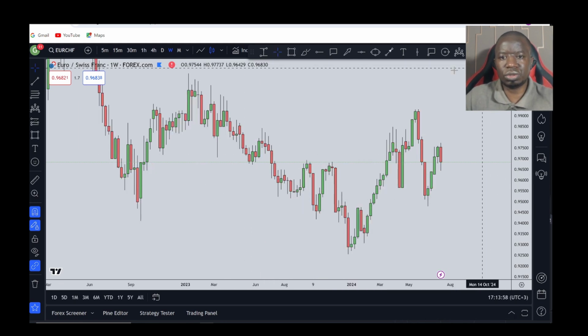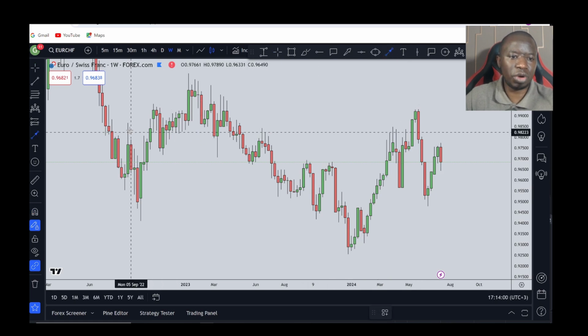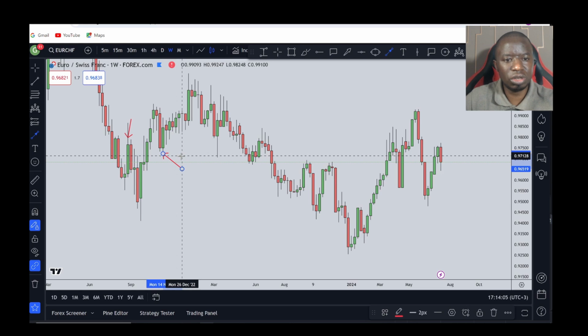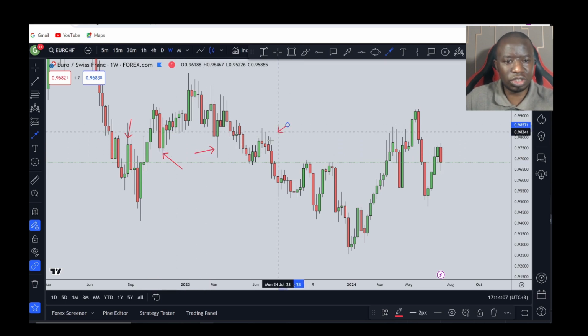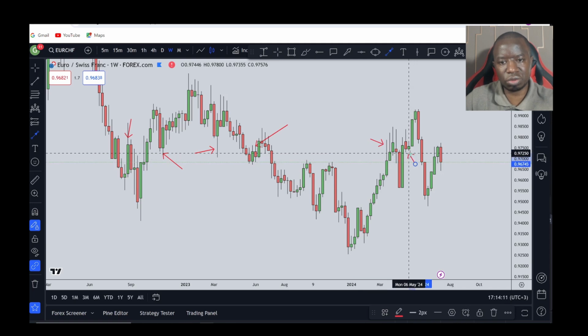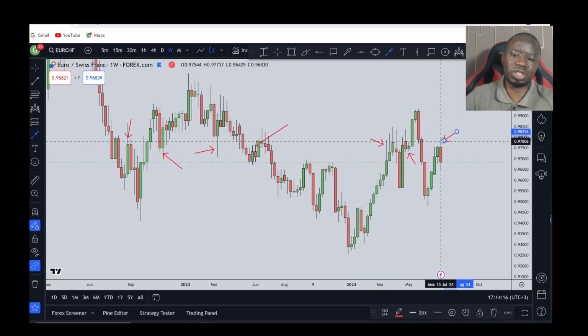The other thing I want us to notice here is that price has been rejected at this point here, rejected here as well, rejected again here. There was a rejection right here, then another rejection here, a rejection here as well, and it's likely the same rejection here because price has already closed bearish on this weekly time frame.